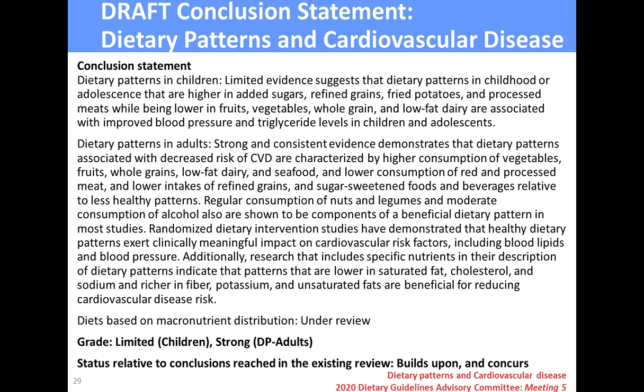And I think that's not what we intended. I think it's actually the opposite of that, right? So it's patterns that are higher in fruits and vegetables, whole grains, and low-fat dairy while being lower in added sugars, refined grains, fried potatoes, and processed meats that are associated with lower blood pressure and triglyceride levels in children and adolescents. Oh, okay. Yeah, I don't know if that was a typo or what, and I should have caught it while I was saying it. Probably why I stumbled over it. I think it's a good edit, so we'll swap that out.